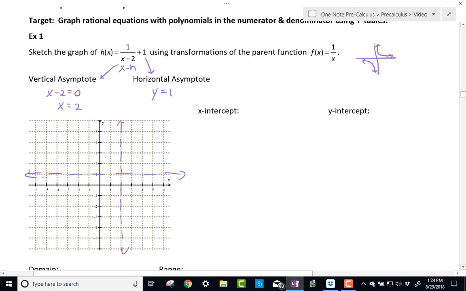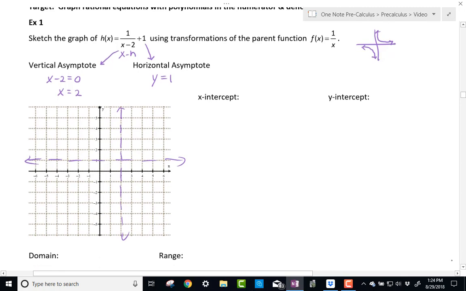All right. And then I'm just going to find another couple other points. I know that I should have curves either in the upper right, lower left, or upper left, lower right. So I'm going to start with the y-intercept because that one's usually easier here. So h of 0 equals 1 over 0 minus 2 plus 1. If I do the math here, that's negative 1/2 plus 1, which equals positive 1/2. So that tells me that I have a y-intercept at 0, 1/2. So I'm going to graph that.